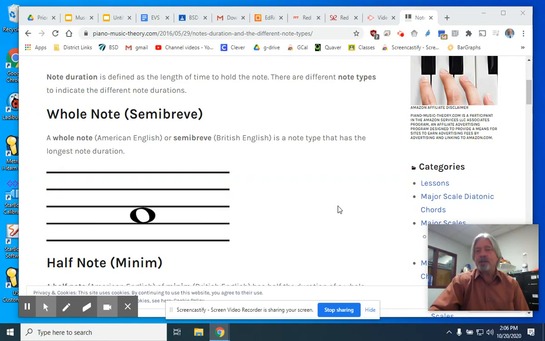Hey, second grade musicians, back for some more exciting stuff. We just finished looking at rhythm. I want to take a minute to look at some note durations.